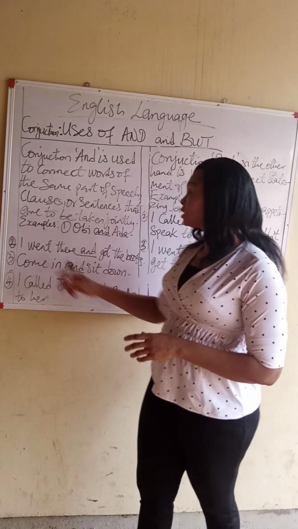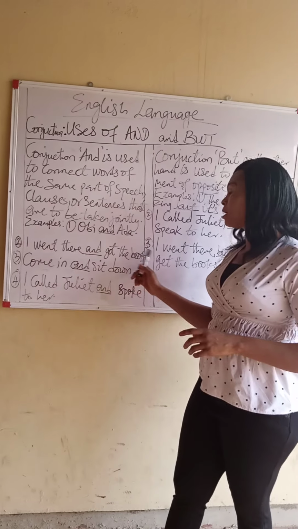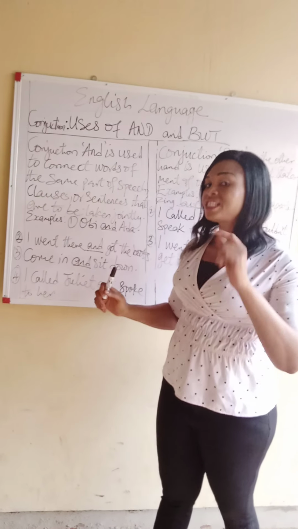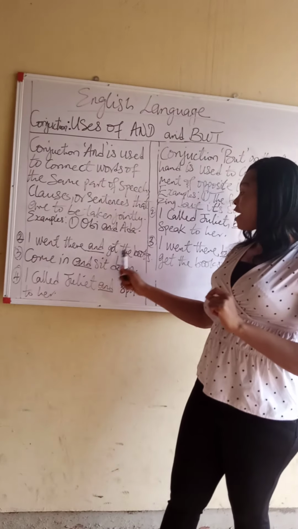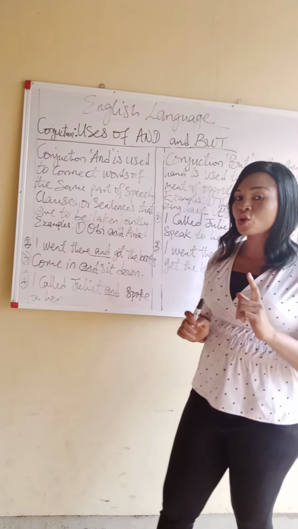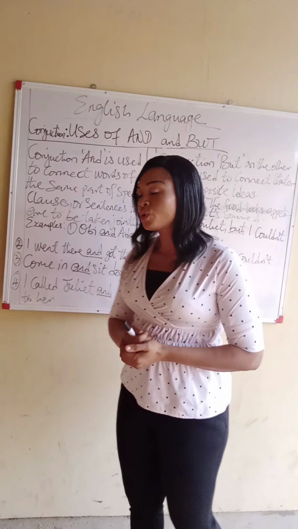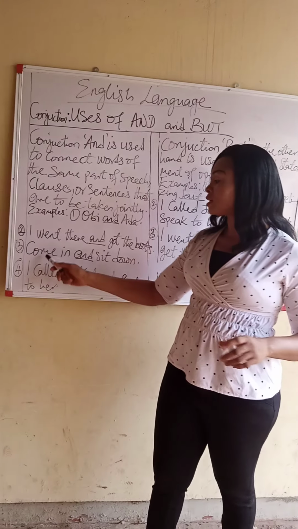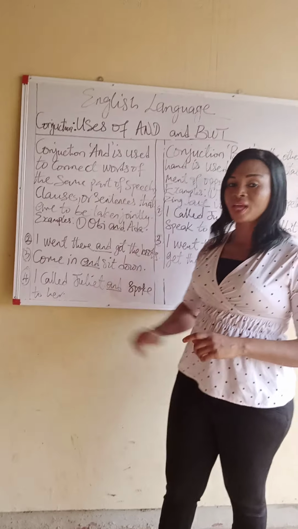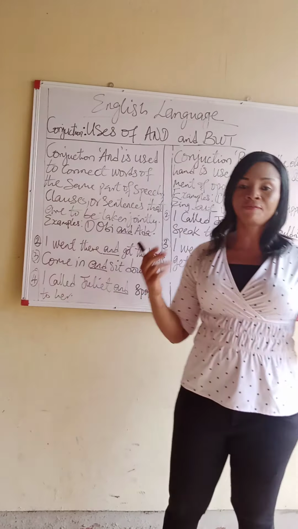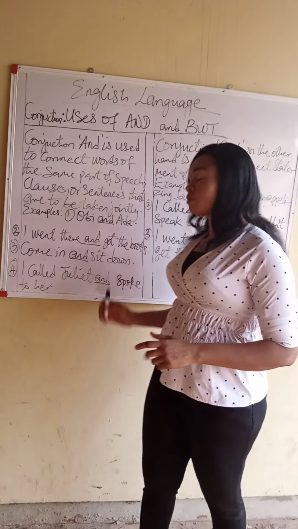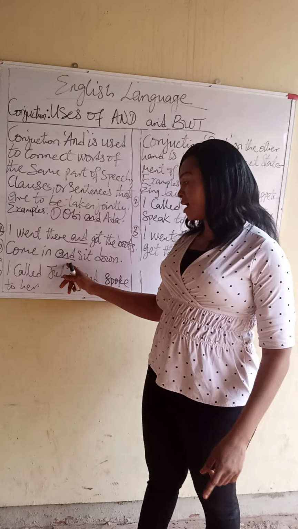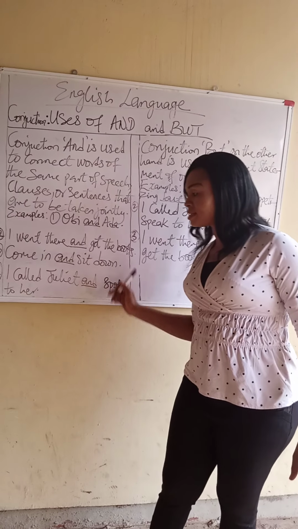We have an example. I went there and got the books. I went there is a positive clause, a positive statement. And I got the books is also a positive statement. So that is why we join them with "and". Another example, come in and sit down. Come in is a positive statement. Sit down is also a positive statement. So we join them with "and". Come in and sit down.